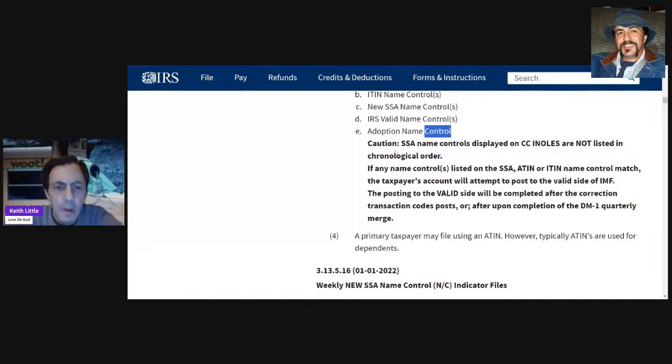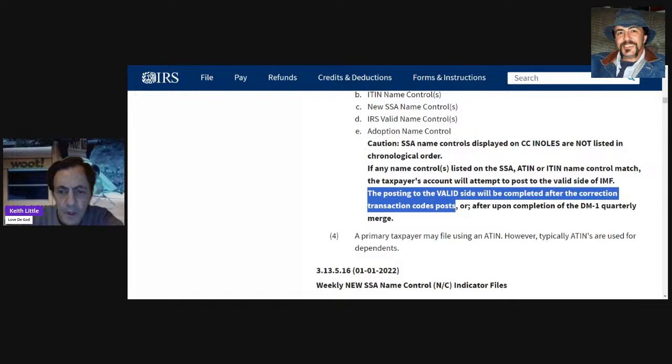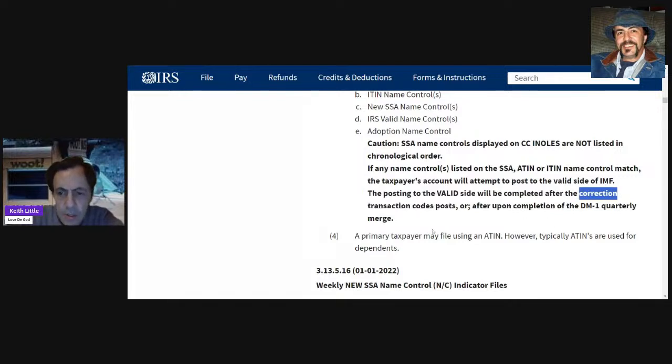Clear and simple. Caution, SSA name controls displayed on CC&Os are not listed in chronological order. What that means, we have to look up further. If any name controls listed on the SSA, ATIN or ITIN name control match, the taxpayer's account will attempt to post to the valid side of the IMF, individual master file. The posting to the valid side will be completed after the correction, transaction codes post. After the correction. What is correct?